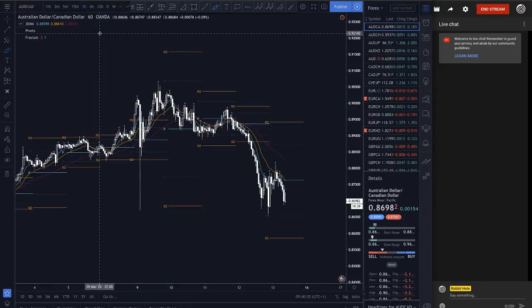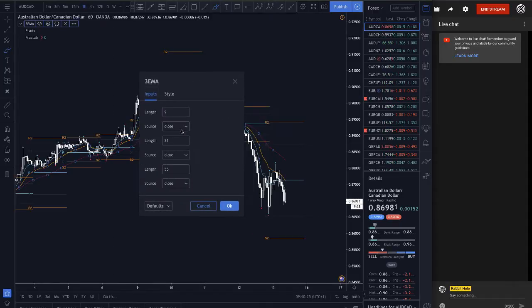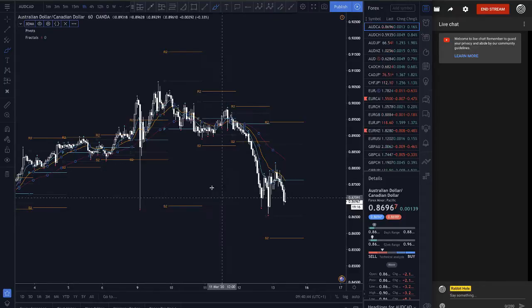So I'm also using fractals and 3 EMAs. Here is if you want to copy. EMA is exponential moving average. It doesn't really matter if you have 8 or 11, or somewhere around there, or 50 instead of 55. That really doesn't matter, but it makes a big difference if you use a simple moving average. I found exponential to work much better.